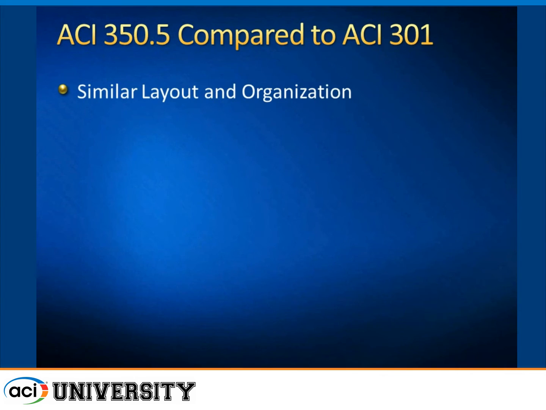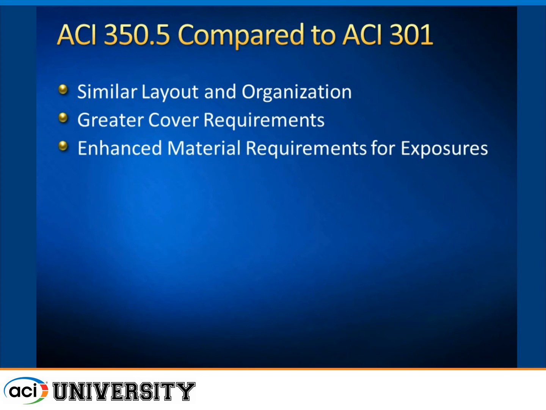So if we compare 350.5, that's our 350 specification, to 301, we're very similar in layout and organization. We don't necessarily want to reinvent the wheel. 301's certainly good for buildings, and so we do have larger cover requirements because of the exposure conditions. That's a little bit different than you see in 301. We certainly look at the material requirements for concrete that's used in liquid containing structures because of our exposures to chemical and liquids. We include Shotcrete.